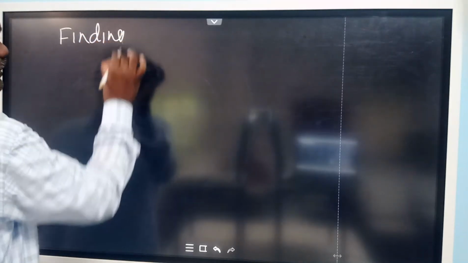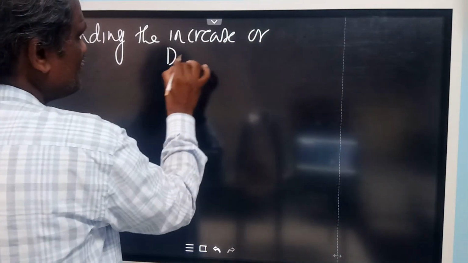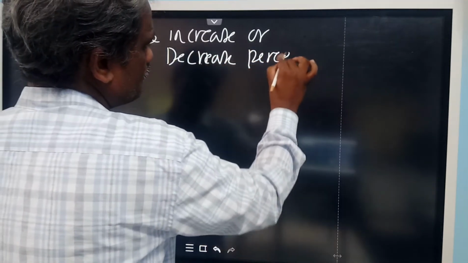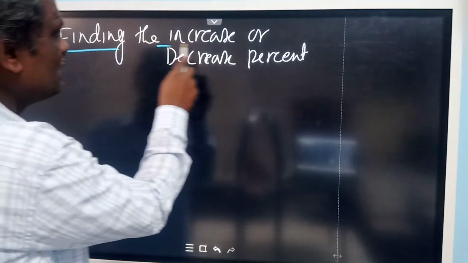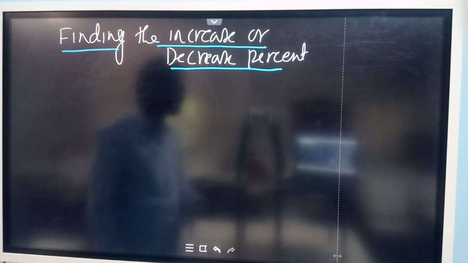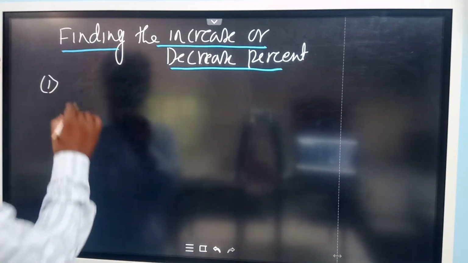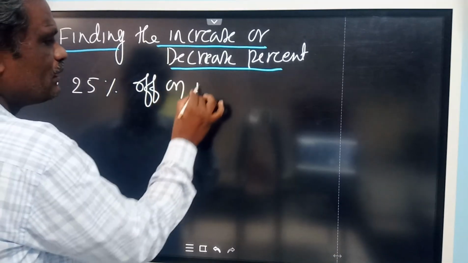So let us learn finding the increase or decrease percent. So in our daily life we come across many situations where the price is increased or decreased in percentage wise. You might have seen the advertisements stating that 25% off on market prices.